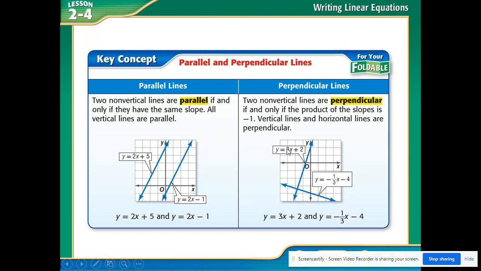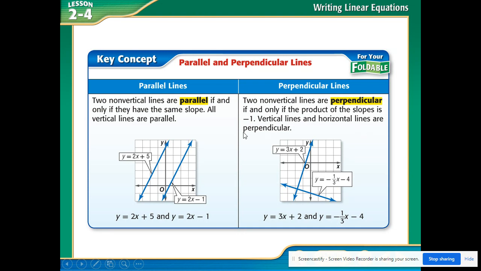And then remember, reciprocal, what we do is we take this as a fraction, 3 over 1, and we flip it to 1 over 3. So 3 times -1 over 3 does give us that -1. So we're always going to take this number, flip it, and change its sign. So we're going to take the 3, flip it to 1/3, and change its sign to negative. All right, that's what it means to be perpendicular.